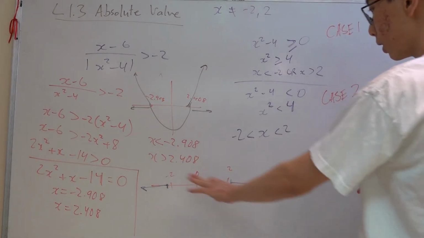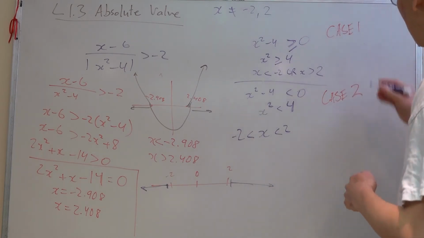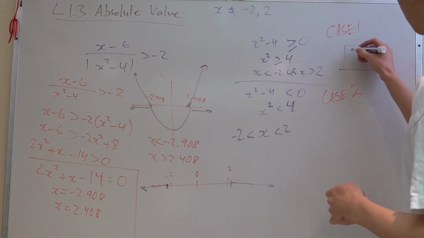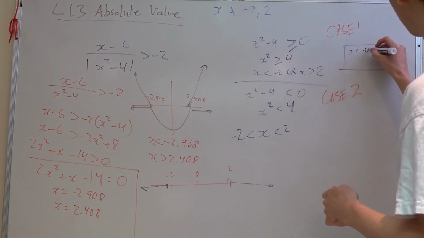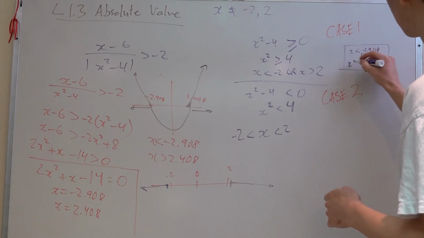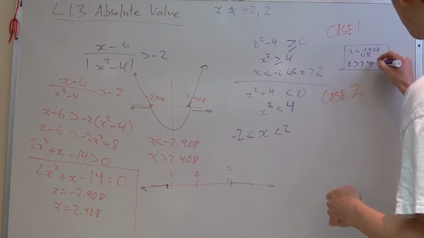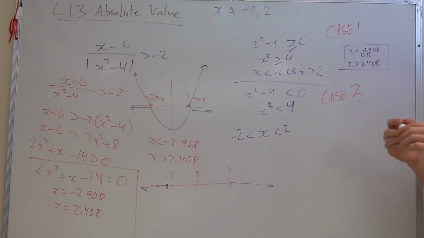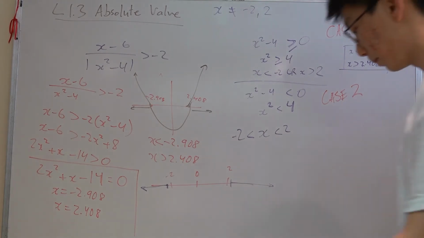So let's just keep that on the side. I'll put it right here in the box. So we get x is less than negative 2.908 or x is greater than 2.408. Always a good idea to put your ands and ors. It will help in the last step because this question, the last step can get quite tricky.